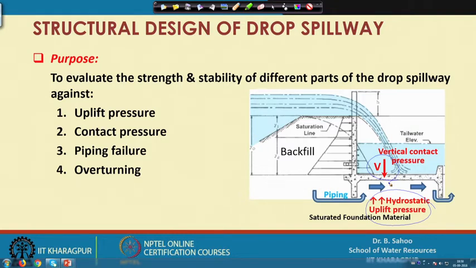otherwise there will be overturning. Then the piping failure mostly occurs at the base of the foundation, which is the contact between the structure and the saturated foundation material. You can see here the piping failure takes place along the contact surface between the structure and the saturated foundation material. So, all the details we will be discussing in this class.